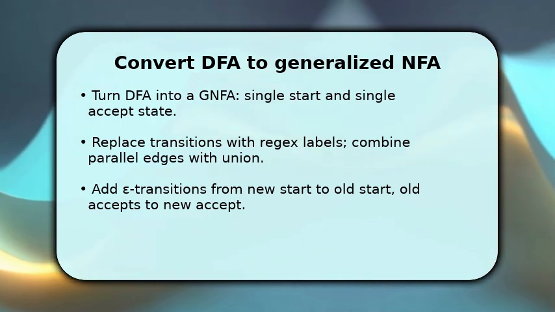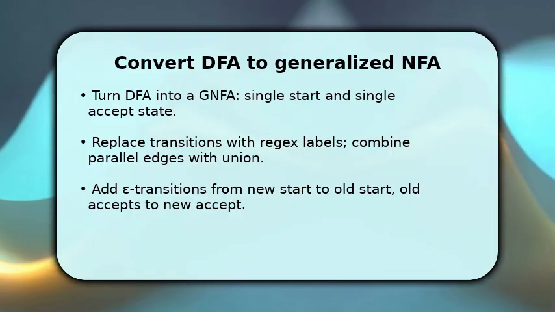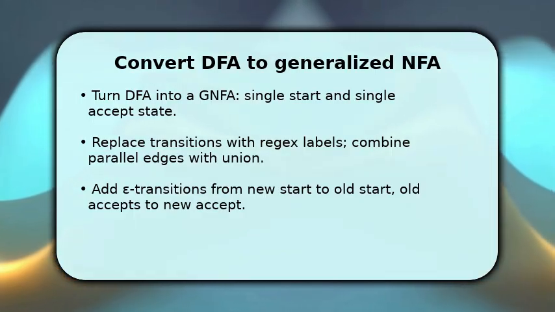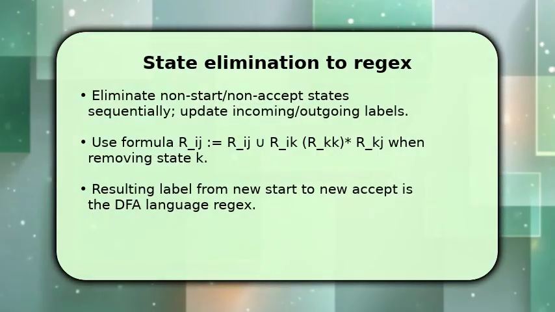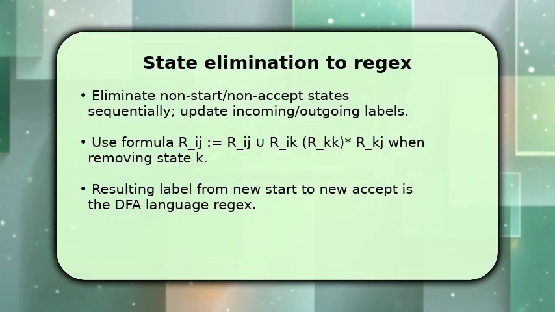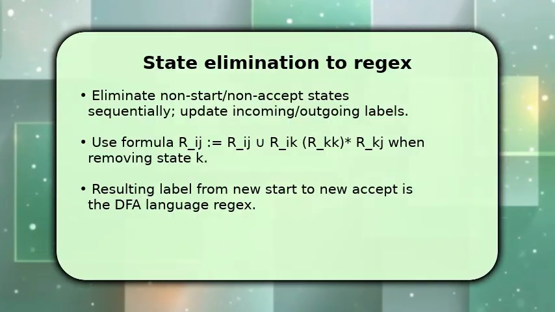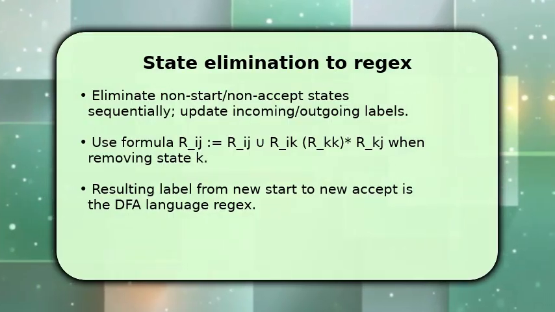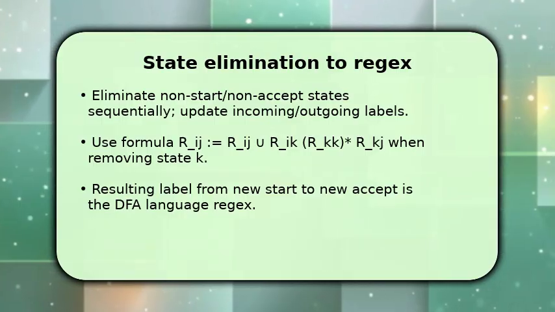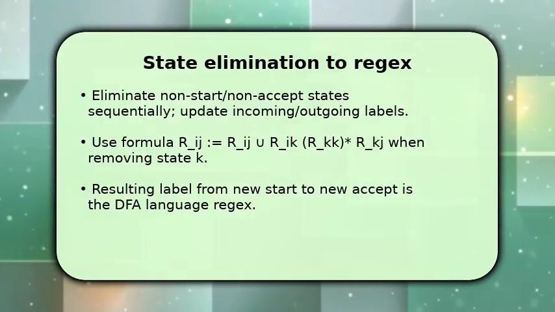Proceed by eliminating each intermediate state one at a time, updating labels between remaining states using the standard elimination formula. When removing state K, replace paths I → K → J with I → J labeled R_IK R_KK* R_KJ, and union it with any existing R_IJ.